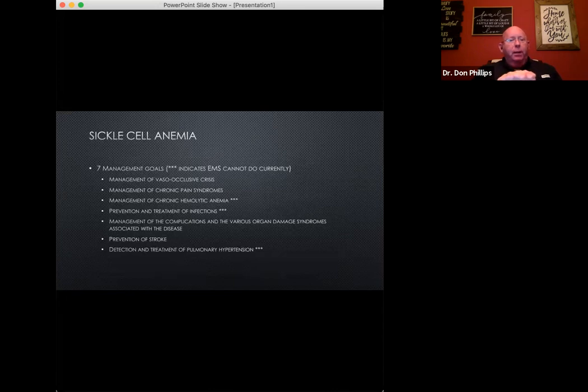So I like this. Okay. 7 management goals. You're going to see that about half of them we can't do anything about. But manage the occlusive crisis, the chronic pain syndromes. We can't do anything for hemolytic anemia. We just transport. We can't do much for infections other than if you're in a system where they do have some antibiotics, that may be something to consider. Management of the complications, that's really what we're there to try to either prevent or to address. Prevention of stroke, well, that's one of those that I can't really say that we're there to help prevent stroke other than if we have somebody that's having a crisis, our treatment may help to prevent the risk of that for that particular time. And then we're not going to be able to detect and treat pulmonary hypertension. It requires ultrasound, echocardiography guidance.